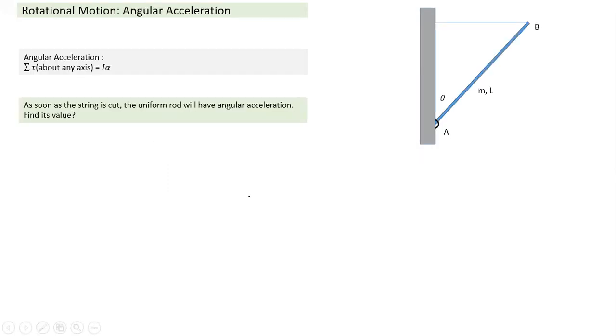In the previous session, we spent some time understanding how to calculate torque about any point or any axis, and we did some questions on equilibrium. In case of equilibrium, there is no angular acceleration, and we will do some more questions on angular acceleration. If we take an analogy with translational motion, it is like F = ma.